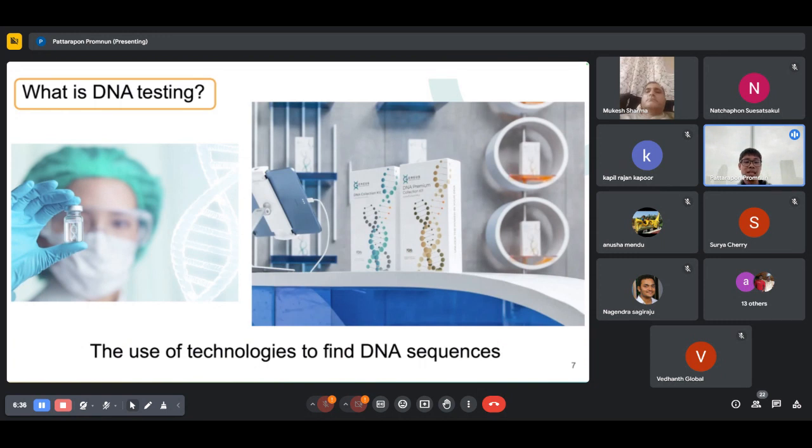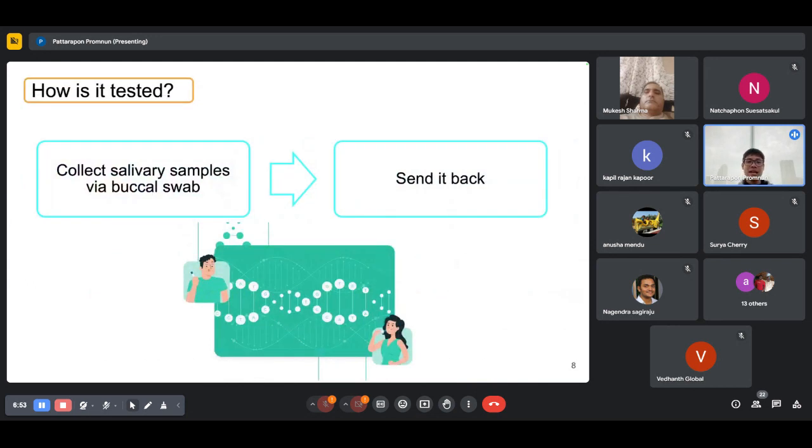So what is DNA testing like Geneus DNA? We use many DNA technologies to find the DNA sequences, so that we can predict traits from the information in the DNA. And like I said, DNA is found in almost every cell. So we have to collect the DNA sample first. We have to collect the cells from customers.